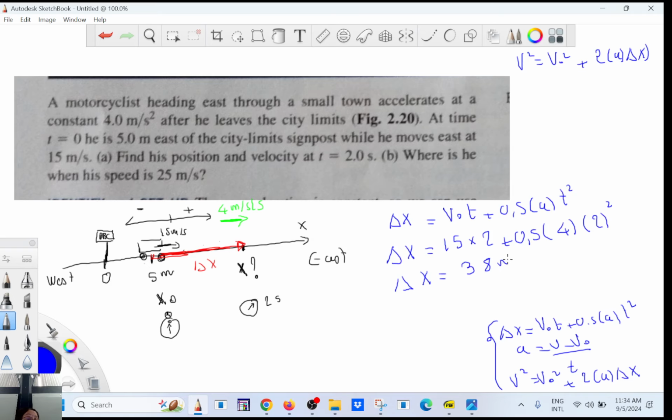Do you all agree with that? Is that the answer? Look, what are they asking? That's the displacement. So what will be the final position? 43, right? The final position minus the initial position equals 38. So this is 38, and the final position will be 43. Yes. Someone ask a question? Okay. We got it.